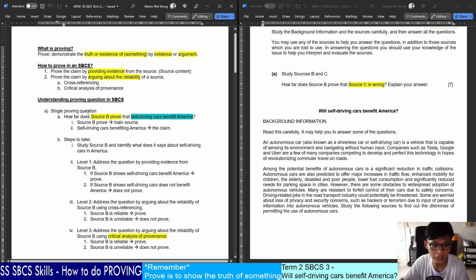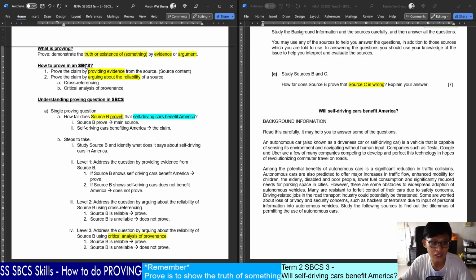If you look at the example over here, how far does Source B prove that self-driving cars will benefit America? The source that is given to you is Source B, and the claim is the self-driving car benefiting America. So you have to show whether or not Source B shows that self-driving cars are beneficial.